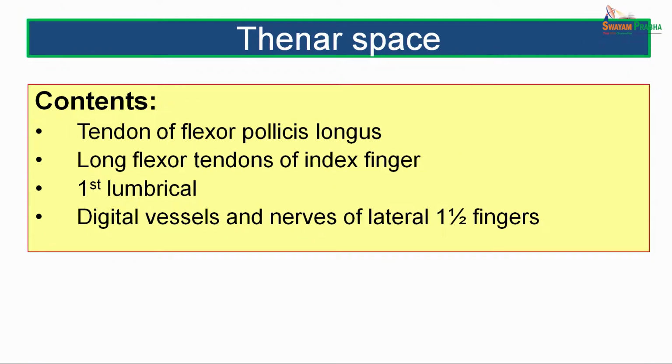Let us see the contents of the thenar space. The contents here would be the tendon of flexor pollicis longus along with its synovial sheath, the long flexor tendons of the index finger, which is the tendon of flexor digitorum superficialis and flexor digitorum profundus along with its synovial sheath, the first lumbrical muscle, and digital vessels and nerves that supply the lateral 1.5 fingers.